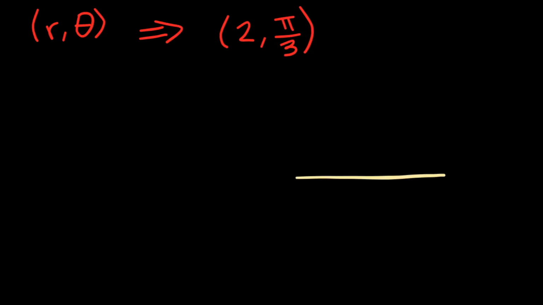Here we have a polar coordinate at 2, pi over 3. So this means that we can draw a polar axis here with point O and a line approximately 2 units at an angle of pi over 3 radians, which is about 60 degrees, so we can plot that about here. Now, there are different ways to arrive at this conclusion.